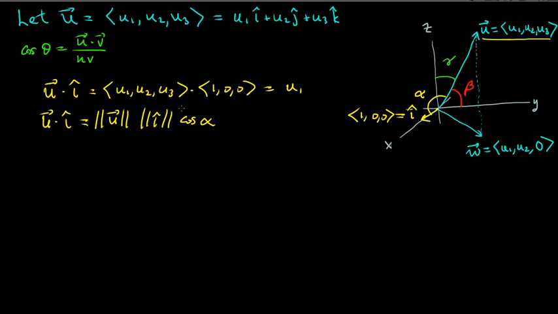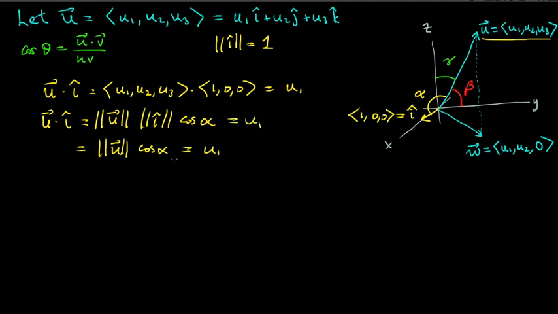So first of all, what's the magnitude of I? Well, it's a unit vector, so by definition, it should have length 1. So this is just going to be the magnitude of u times 1 times the cosine of alpha. Right? But that has to be the same as u1. So this is the same as u1.